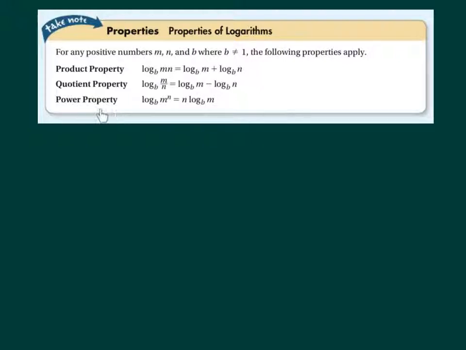Now the power one, all 3 of these are important. You're going to use all 3 of these a lot. So I'm going to tell you that the power property is the most important one. Do not mistake that to mean that's the only one that matters, or the only one you're ever going to use. You're going to use all 3.